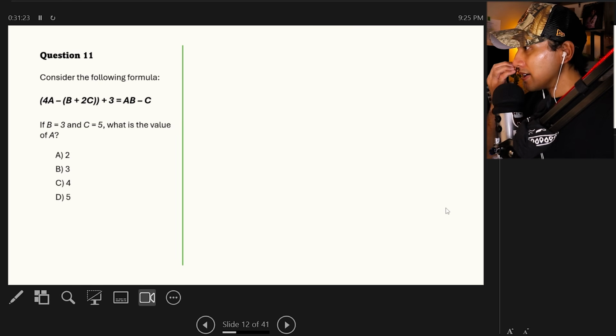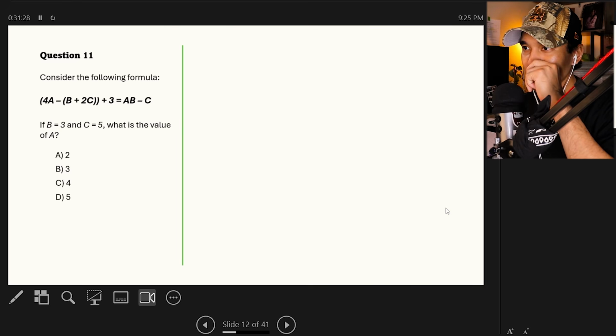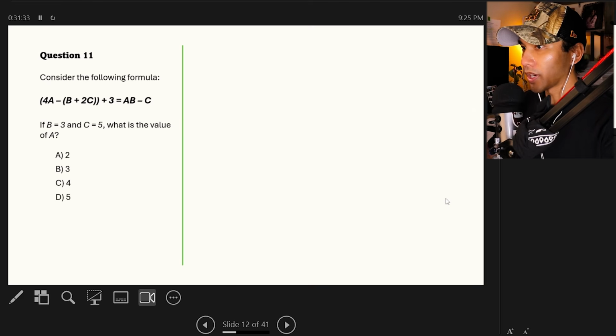All right. Here we go with some algebra. So for this formula, what I would do is when I see this, I'm going to write the formula down. Except I'm not going to just write the formula down and copy it. I'm going to write the formula down and I'm already going to replace the B variables with a 3 and the C variable with the 5, or vice versa, whatever it means. I would just replace it, right?